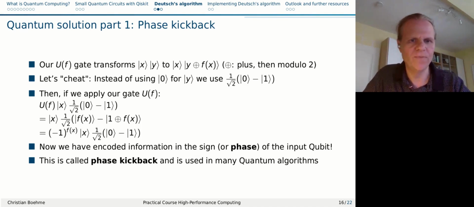Yeah, 0 plus f of x is just f of x. Ah, okay, you mean this step here. Ah, okay, I didn't get that. Yeah, okay. That's right. For 0 here, you basically use this term, so it's 0 plus f of x modulo 2, and that's exactly f of x.